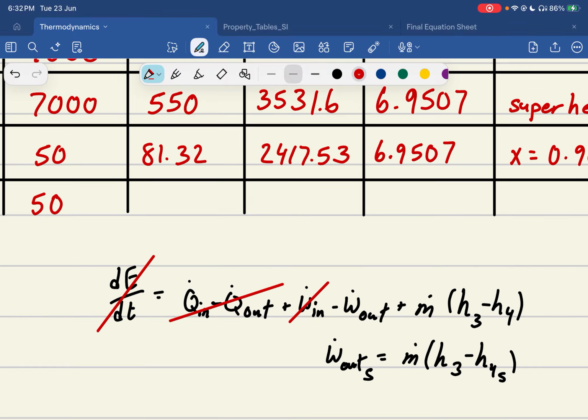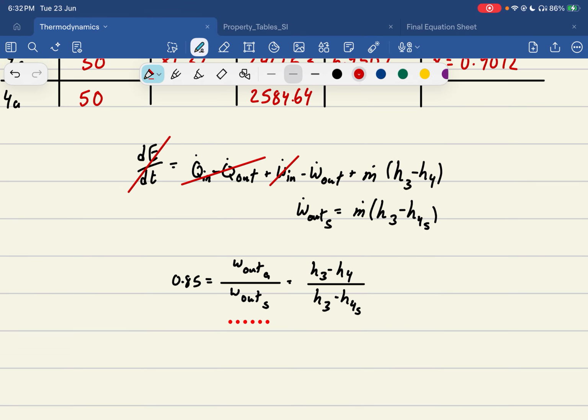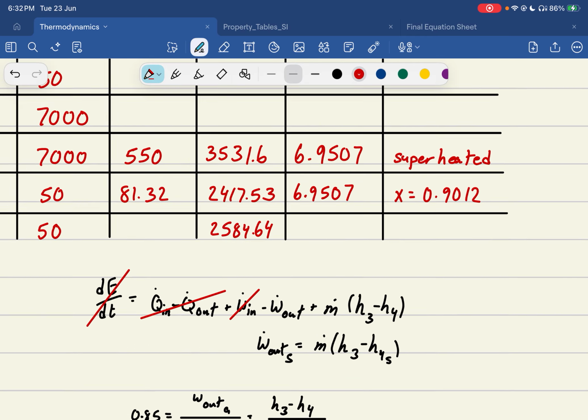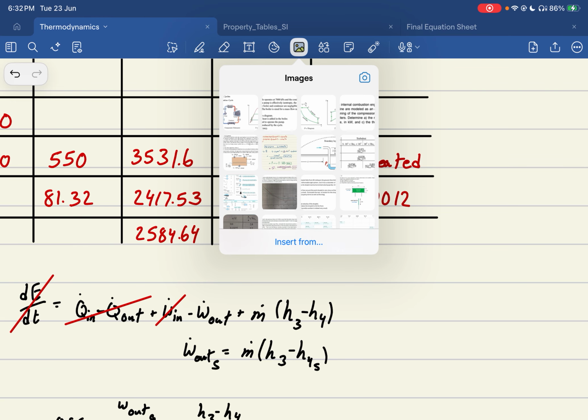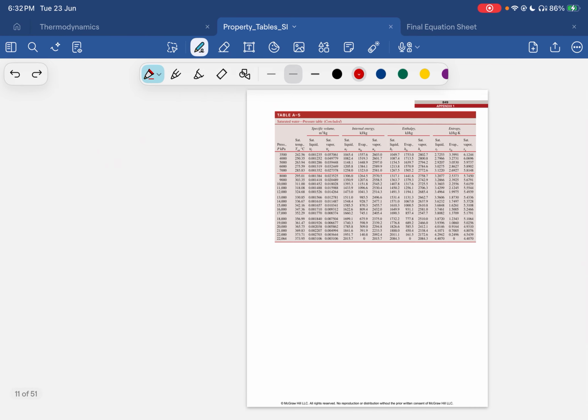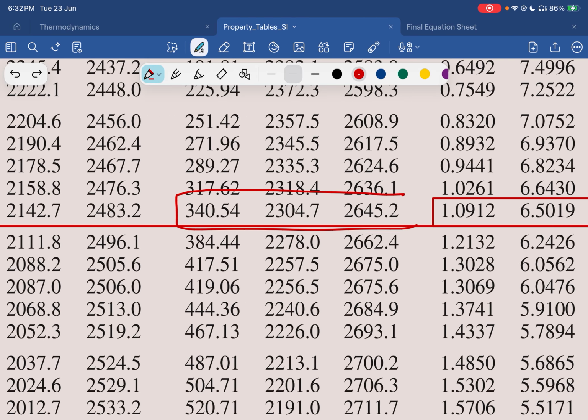Okay, it's not in the wrong. So it's 2584.64. Okay. From that, we can look at the range of 50 kPa over here. Is it within range or is it not? Okay, so it is within range.